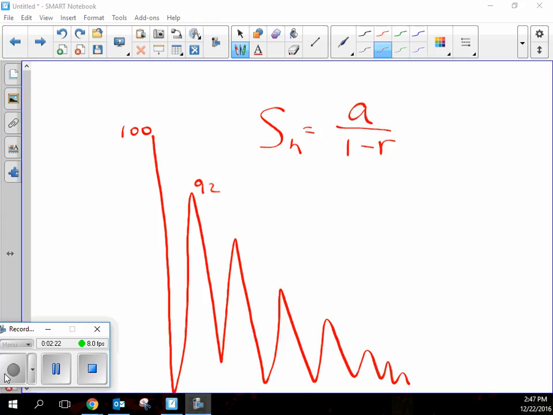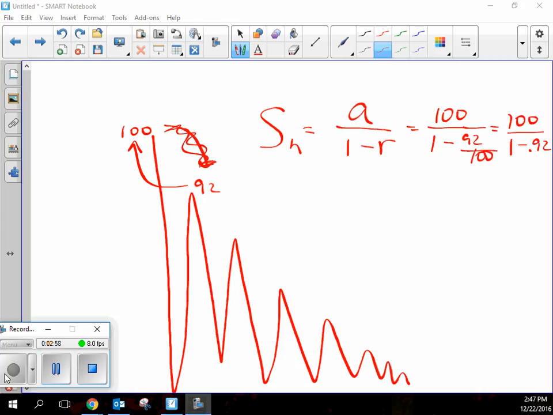All right, so here's how you do it. The starting amount was 100 over 1 minus R. The R is the rate, the thing you'd multiply this by to go from here to here. So we always get R by going backwards and taking this divided by that, our second term divided by our first term. So 92 divided by 100. And if I change this to decimals, it might make it a little easier. 100 over 1 minus 0.92, which is 100 over 0.08, which is 1250.